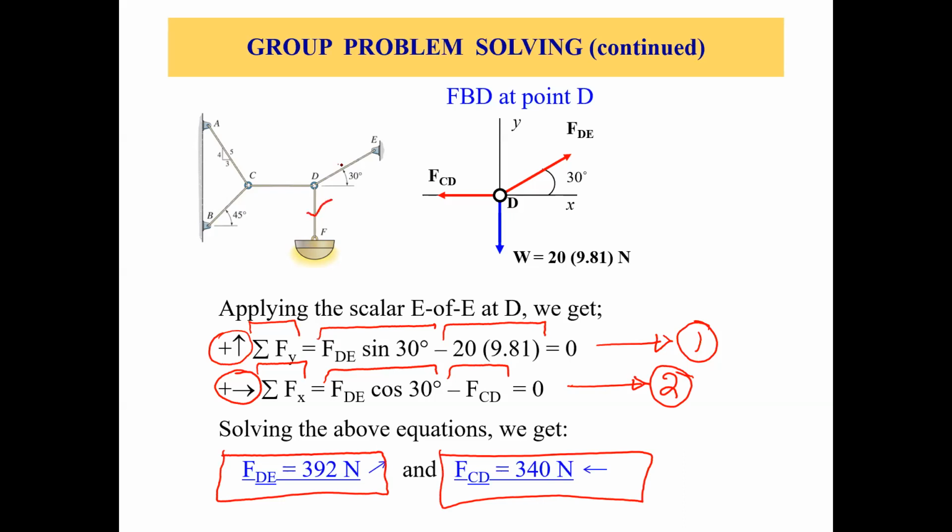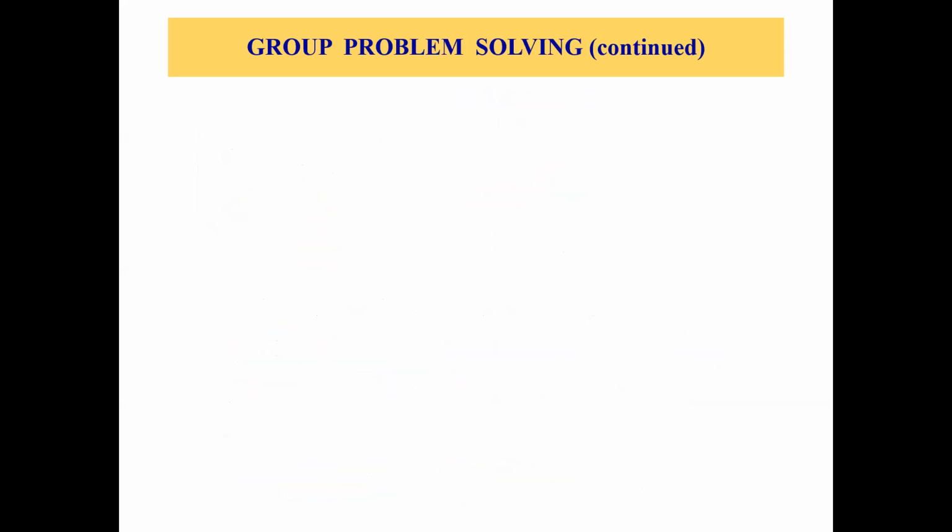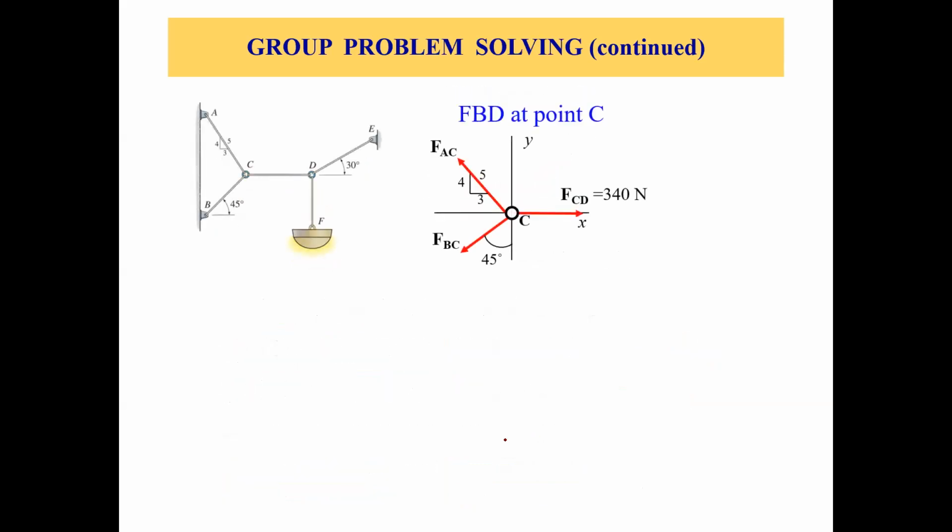So we are done with this. Now we can make a free body diagram at point C, knowing FCD, and we can find FCA and FCB. Okay, let's move forward. Now let's draw a free body diagram at point C. By now I think we should be clear how to draw a free body diagram, so let's draw that.